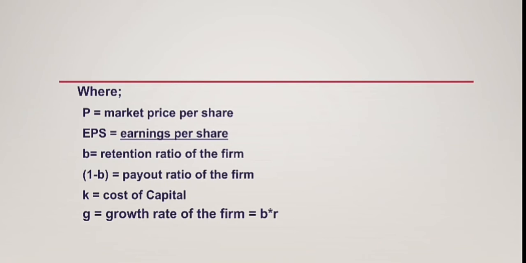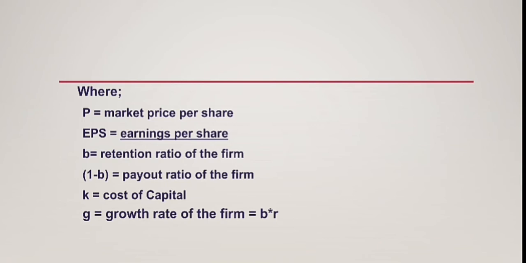Now look at the properties. Here P equals market price per share, EPS is earning per share, b is the retention ratio of the firm, and 1 minus b is the dividend payout ratio of the firm. K is cost of capital and G is the growth rate of the firm, which I already discussed in the previous slide: b multiplied by r. So G is b multiplied by r, where b is the retention ratio and r is the required rate of return. The properties should be clear in your mind.